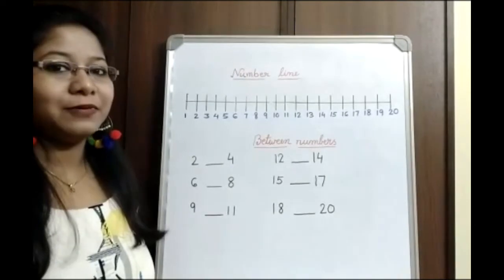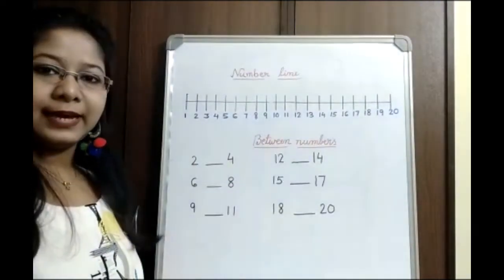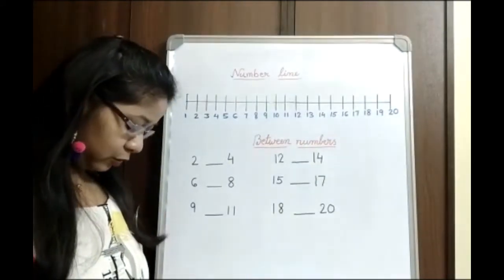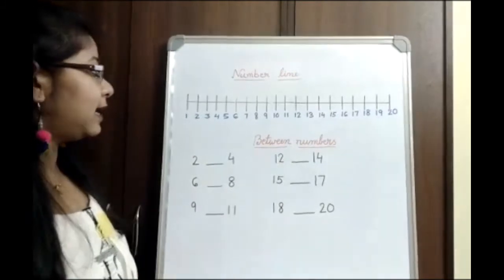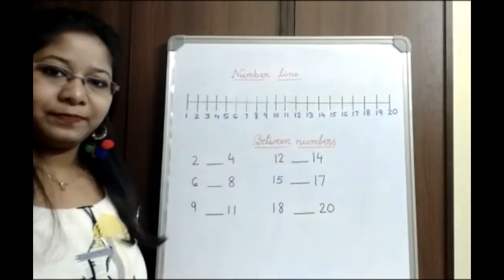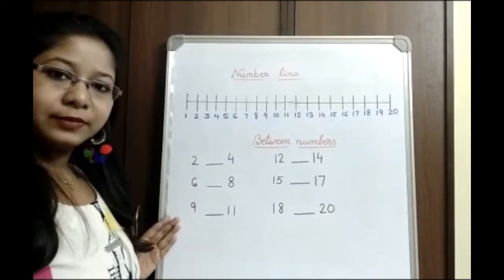So let's start our between number with the help of a number line. As you all know, this is called a number line. And here I have written numbers 1 to 20, right? Let's begin with the between number.